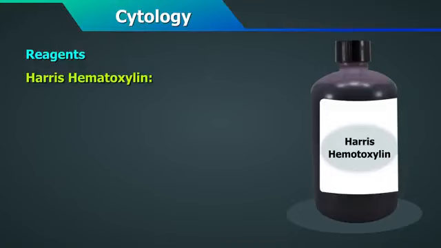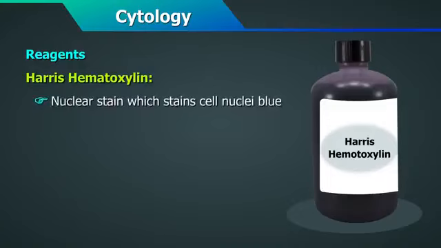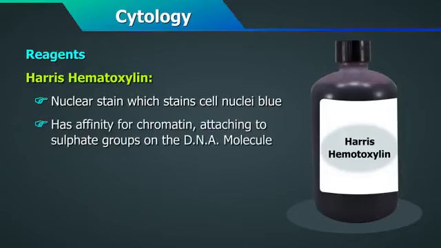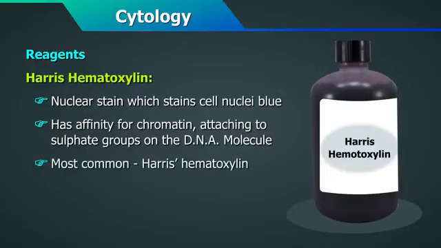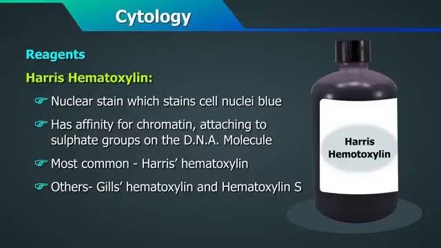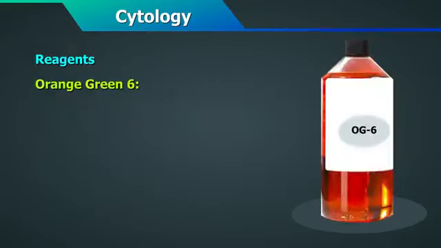Reagents. Harris hematoxylin. Natural dye hematoxylin is the nuclear stain which stains cell nuclei blue. It has affinity for chromatin, attaching to the sulfate groups on the DNA molecule. Harris hematoxylin is the commonest, the others being Gill's hematoxylin and hematoxylin S.